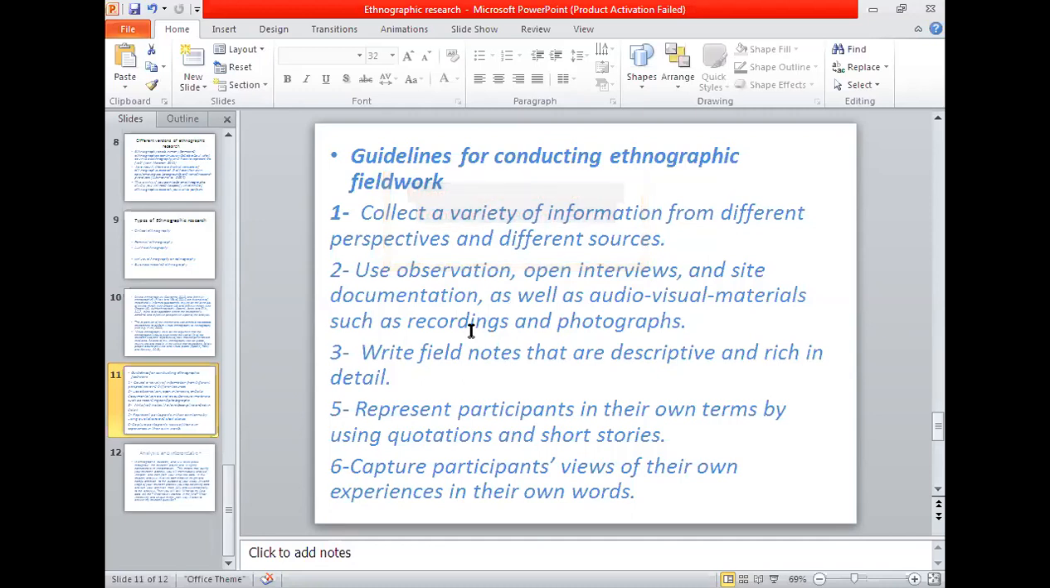जिस तरह से recordings होती हैं, photographs होते हैं, ये हमें बता रहे हैं कि आप variety of information को collect करें different perspective से and different sources से। उसके बाद में जो methods हैं which are used in qualitative type of research which is ethnographic research, उसमें क्या होगा, observation का method है, open interview का method है, site documentation का method है, audio visual materials हैं, recordings हैं, photographs हैं, all these can be used. And the third one is write field notes that are descriptive and rich in detail.